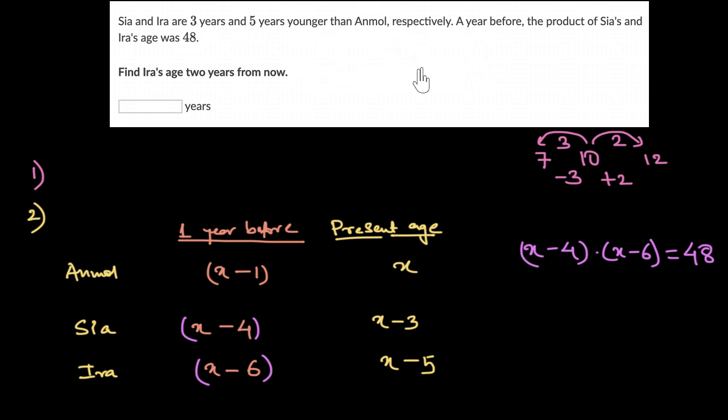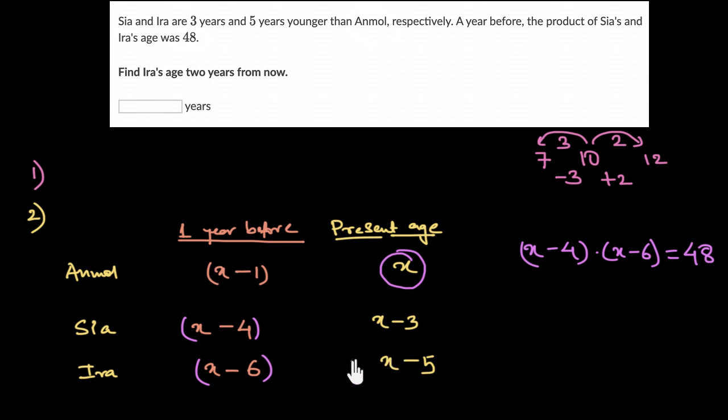given information here. So this is basically an equation in X. And what is X? X is Anmol's present age. Remember, X is Anmol's present age, not Sia's, neither Ira's. So if we solve this, we would get the value of X. And what is the question? The question is trying to ask us, find Ira's age 2 years from now.